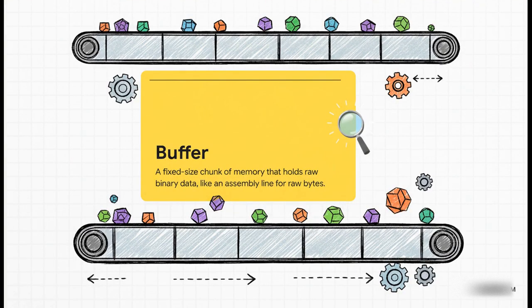So what is a buffer? Well, the best way to think about it is like a digital assembly line. It's a chunk of memory with a fixed size. And here's the key part. It lives outside the normal JavaScript world. It's just holding raw, pure bytes. No interpretation, no funny business. Just the raw materials ready for you to start building.